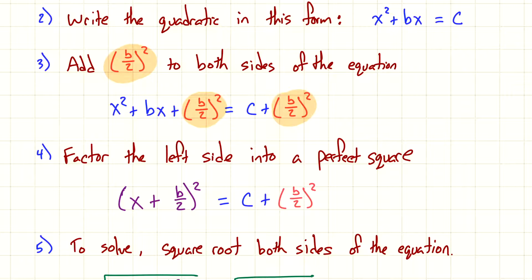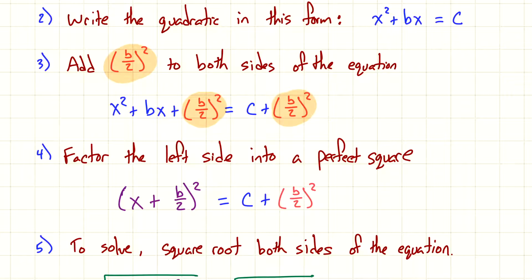So if you know what this b value is, then just divide it by 2, cut it in half, and then square it. Multiply it by itself. It's okay if it's a negative number, it still works the same. But this will always be a plus. You're always going to add it to both sides.